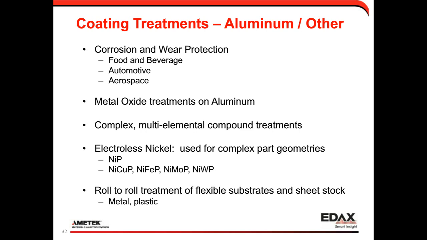Originally, it started out with a nickel phosphorus type of coating. It's important to know thickness as well as how much phosphorus is there. That generally tends to affect the hardness of the coating. Since then, they've developed a lot of different electrolytic nickel coatings, including copper, iron, molybdenum, tungsten, and these elements and their composition affect the hardness of the nickel coating.